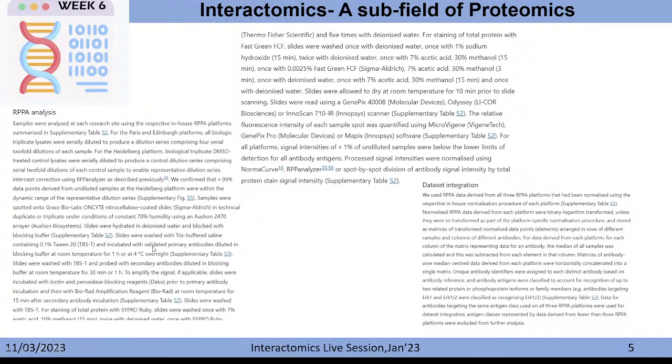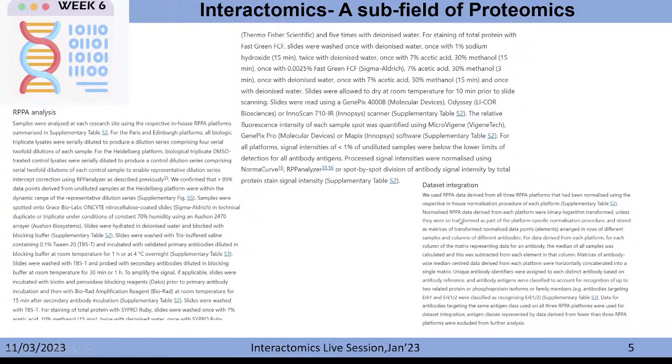So you can see that I wanted to show how they have used different procedures, and then how they have integrated the data sets. The relative fluorescence intensity was quantified, and the software they used for the quantification of those intensities was also different, like MicroVigene, GenePix Pro, or MAPIX. Here, less than 1% were below the lower limits of detection for all antibody-antigen pairs.